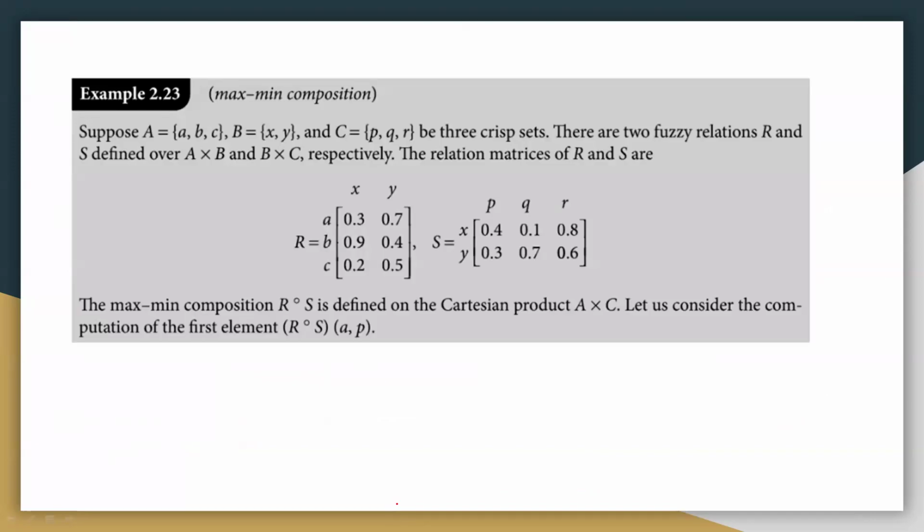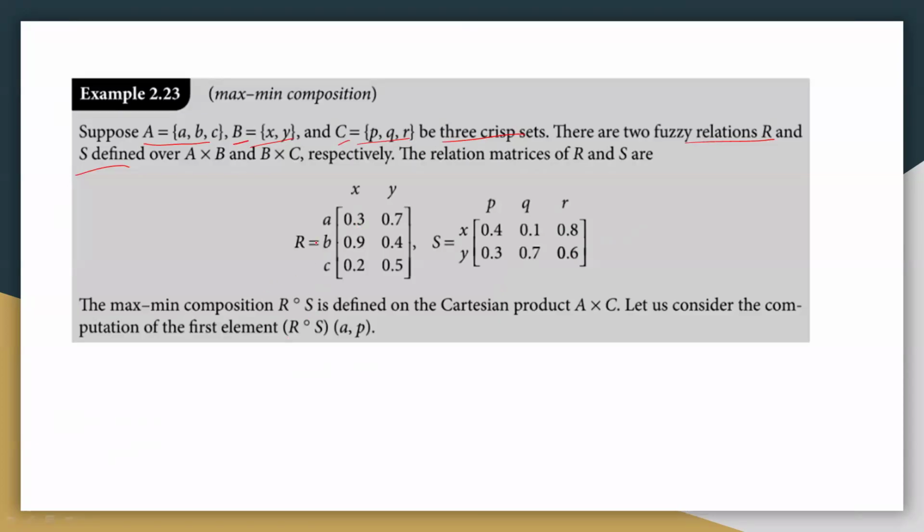Now we'll look at an example of a max-min composition. So suppose that we have a set A with elements A, B, C, B with elements X, Y, and C with elements P, Q, R. There are three crisp sets. Now we are going to define two fuzzy relations R and S that are defined over A cross B and B cross C respectively. Now the relation matrices of R and S are given by these matrices shown here.